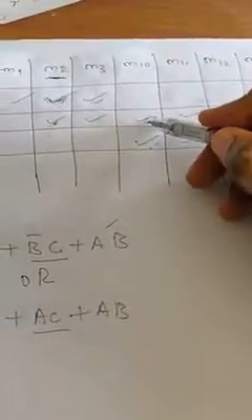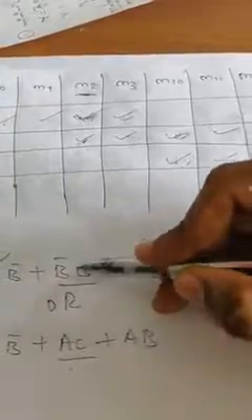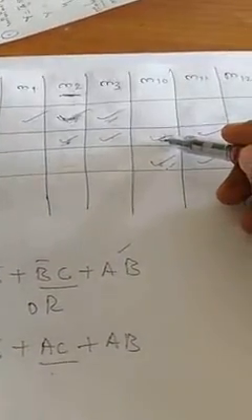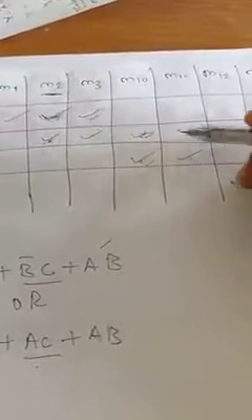So here we have a choice. In order to represent M10, which has 2 tick marks, you can choose B bar C or AC. Both are right. Now I have represented M10. I have written B bar C, so I have represented M10. Let me go with M11, again 2 tick marks. This tick mark is already represented, so M11 is already done, no need to take the other one.